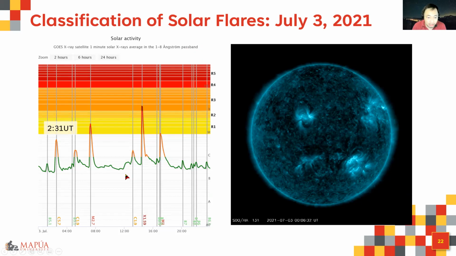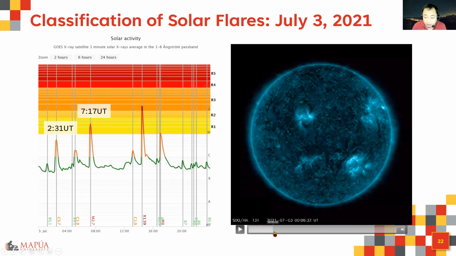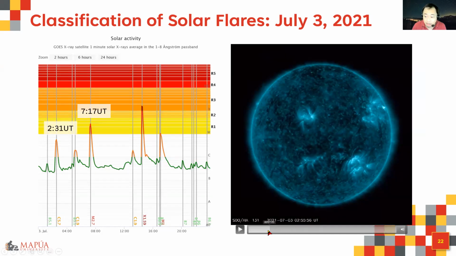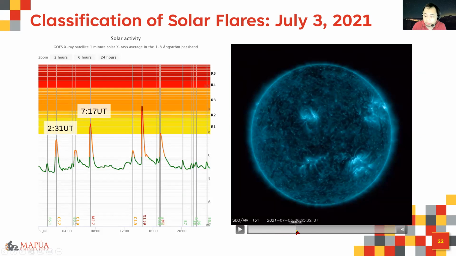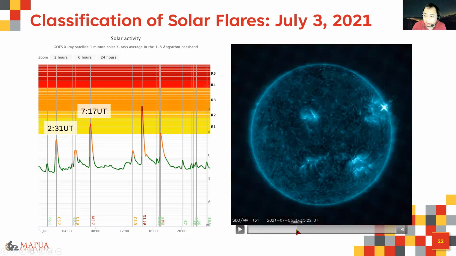Okay? So next would be an M class flare at 7:17. If we're going to trace that, this one is the C5.7, and then this one is your M class flare, 7:15, so around 7:17. This is an M2.7 class flare. That's 2.7 times 10 to the negative 5 watts per square meter.